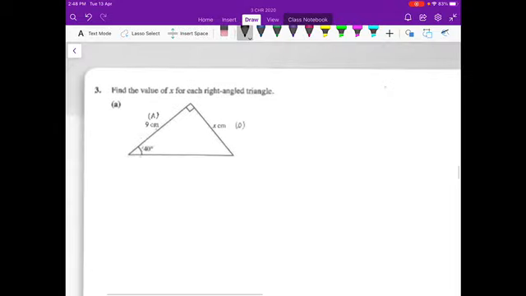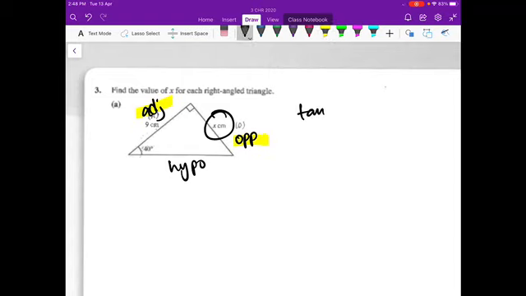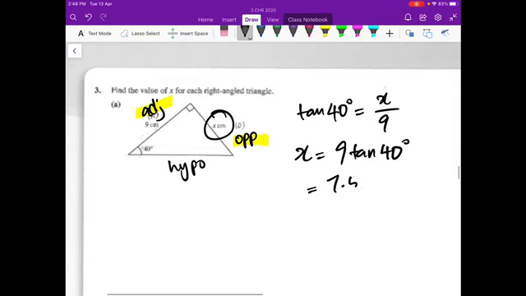Find x. Okay, so here it is the opposite, adjacent, hypotenuse. Since we only have opposite and adjacent, we must be using tangent. X over 9. So x is just 9 tangent 40 degrees. Can. If I take 90 minus 40, then I get the other angle there.